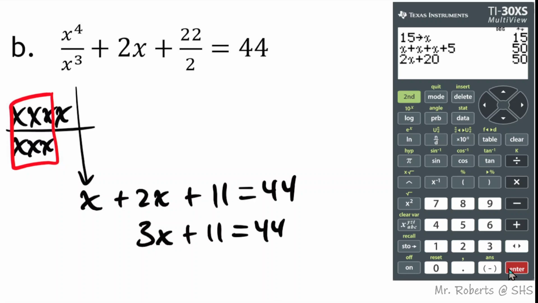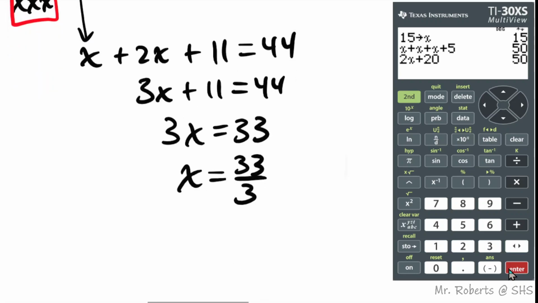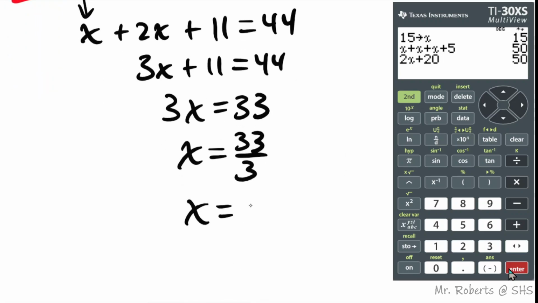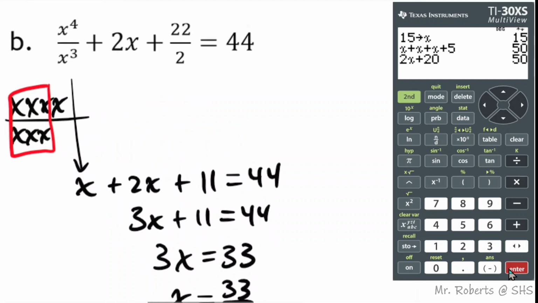That means that 3x is 33. And if I divide both sides by 3, 33 over 3 is what x is. And I believe that's 11. So x is the number 11. I can check that even in the original equation, even though I don't like that x to the fourth, x to the third. I'm not worried about that because my calculator is going to handle it.